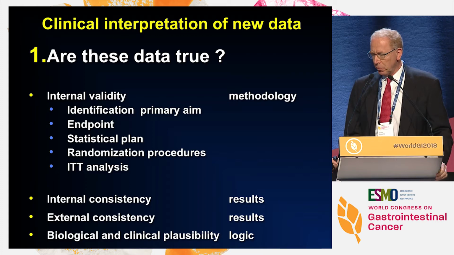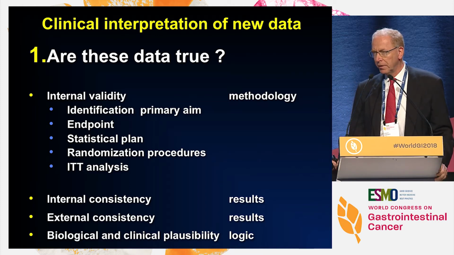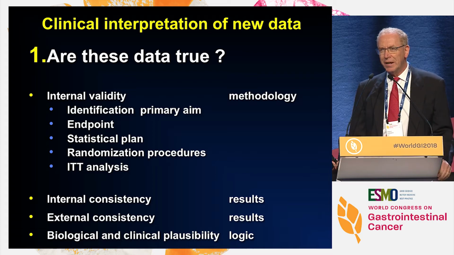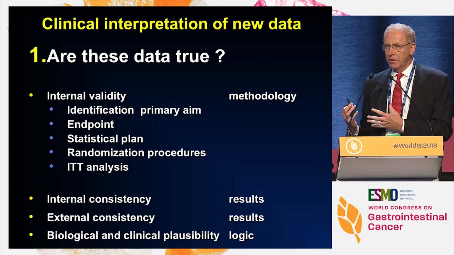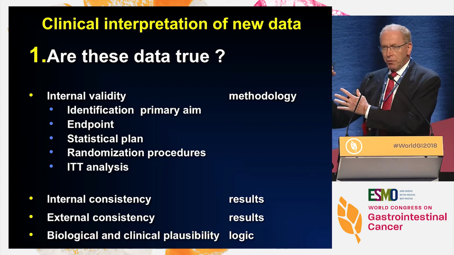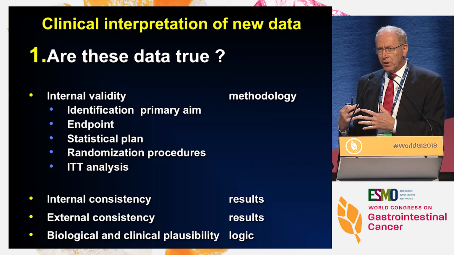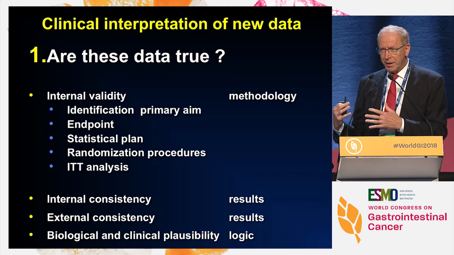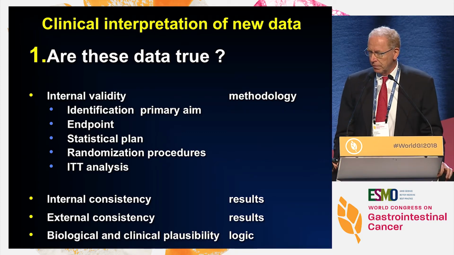Is there a statistical plan? Are the randomization procedures described? And is the analysis done on an intention to treat basis or not? Most of the studies we are used to doing and interpreting, say those published in major journals, usually have all these things. However, sometimes you run into problems with these basic concepts. And I will show you an example in a second.